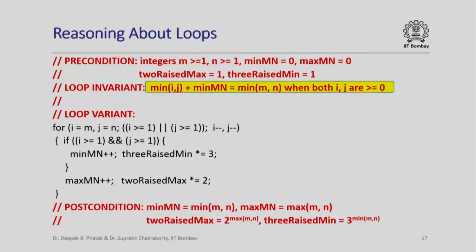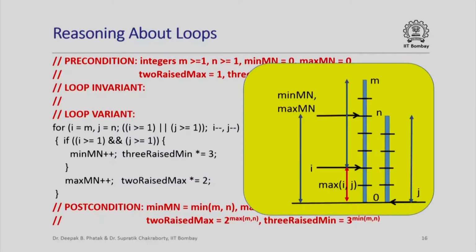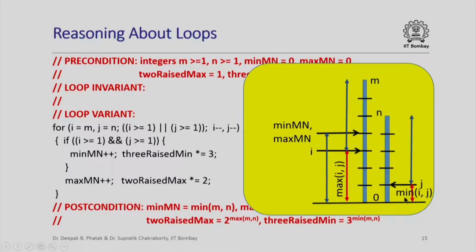So now let us see how we might get a loop invariant from the little animation that we have seen just now. If you look at this animation, what you find is that the length of this red arrow, which is max ij, plus the length of the blue arrow, which is really the value of min mn as well as max mn, gives the whole of m, that is the maximum of the two values, whereas the length of this red arrow, which is min ij, plus the length of the blue arrow, which is once again the value of min mn as well as max mn, gives the minimum of the two values m and n. And this is what we want to utilize.